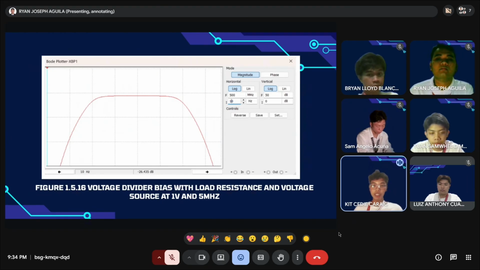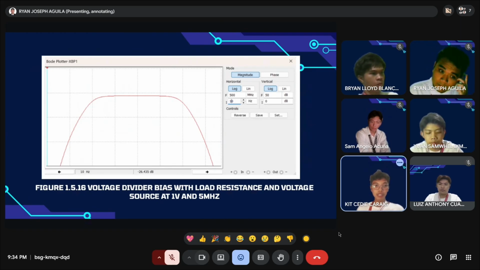All right, moving on to the Bode plot. This figure 1.5.16 shows the Bode plot magnitude with respect to the bandpass characteristic, where the gain is very low at low frequencies, increases to a flat region, then decreases at high frequency. So basically, it indicates that the system effectively passes the range of frequencies while attenuating the signals outside the range. So next slide, please.